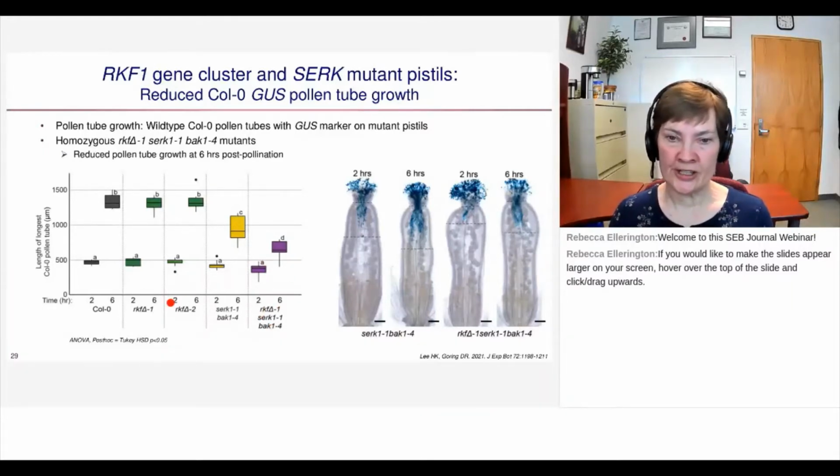So this is really interesting because we know that the pollen tubes were able to achieve wild-type levels of growth on the RKF delta mutants. But when RKF delta 1 was combined with Circ1 and BAC1, we got a further decrease compared to the Circ1 BAC1 mutant. So this told us that RKF delta is functioning synergistically with Circ1 and BAC1 to support pollen tube growth. So the RKF cluster along with Circ1 and BAC1 are both needed to support wild-type pollen tube growth.